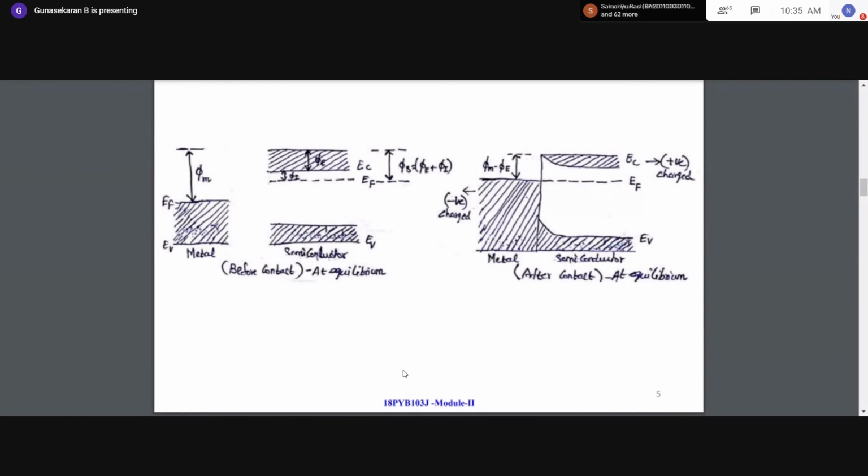In forward bias, similar to a PN junction diode, the metal semiconductor junction conducts. In reverse bias, it does not conduct. That is the reason we call it a Schottky junction, a rectifying junction.